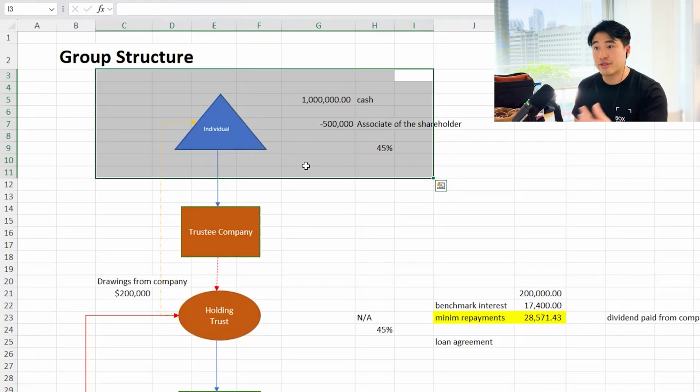You can have a loan agreement just for your sake. If something bad happens to the company, you can claw the money back, and you can go to the liquidators and say, this company owes me money and I should have first dibs. That's why you should have a loan agreement in place. But for tax purposes, no, it doesn't matter.